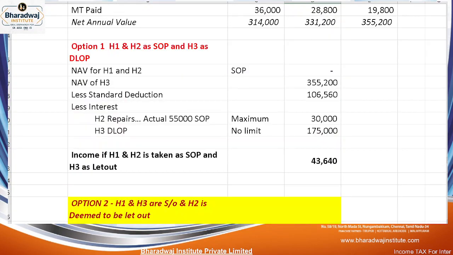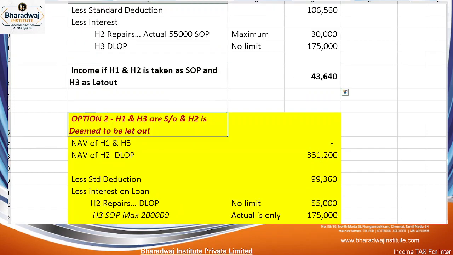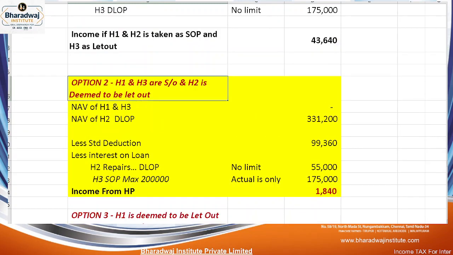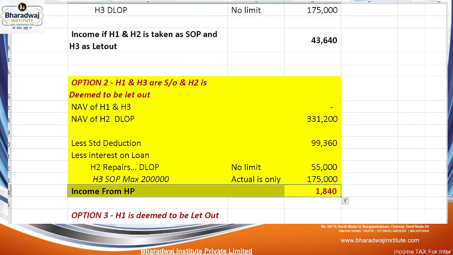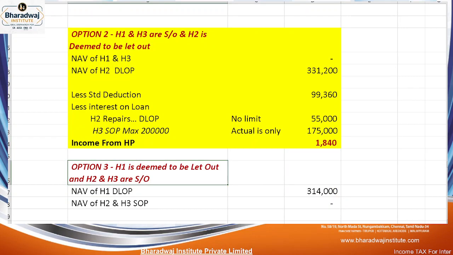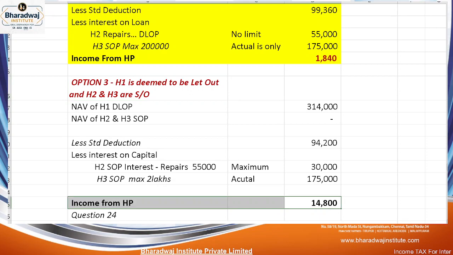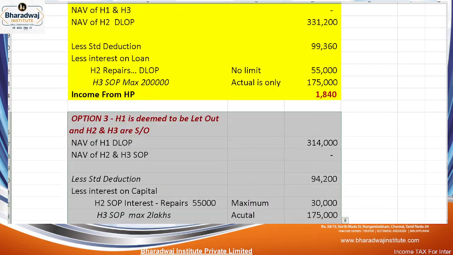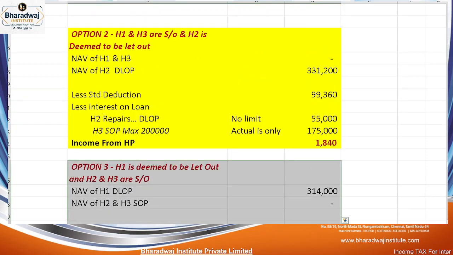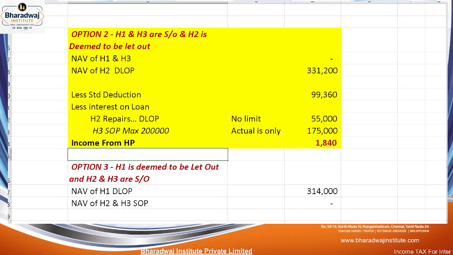If you opt for first option, house 1 and house 2 self occupied, house 3 as deemed let out, our income is more. Whereas house 2 taken as deemed to be let out, house 1 and house 3 self occupied, our income is only 1,840. Option 3, if you go also, yes, our taxable income is more. We want to save the tax. When income tax allows you to choose, better to choose this option.